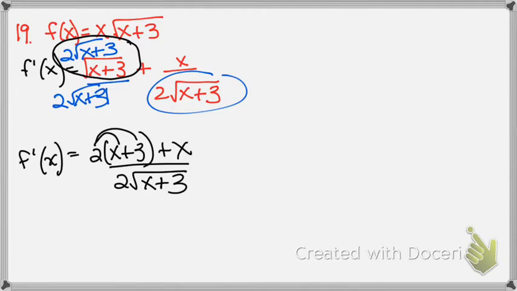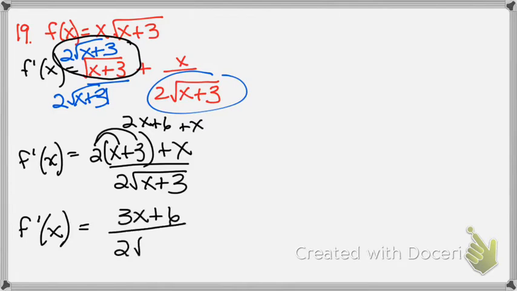So when I distribute, I'm going to get 2x + 6 plus this other x. So my final first derivative would be (3x + 6) over 2 square root of x + 3. So that wasn't awful. But now I have to do it all over again to find the second derivative. So this is very time consuming. So now I'm going to do the second derivative, the derivative of that.